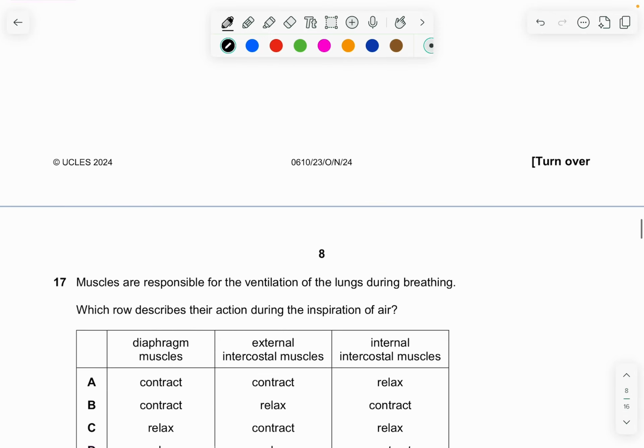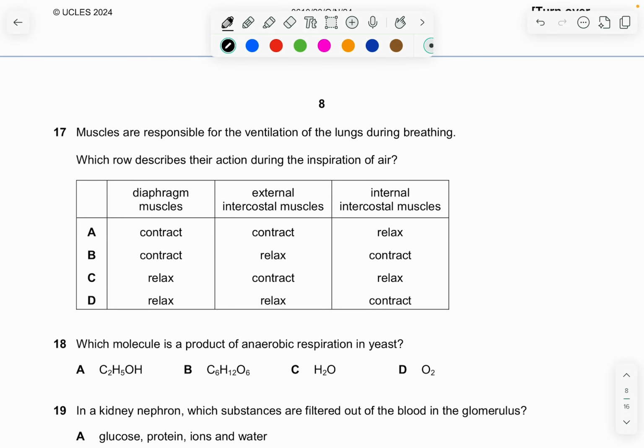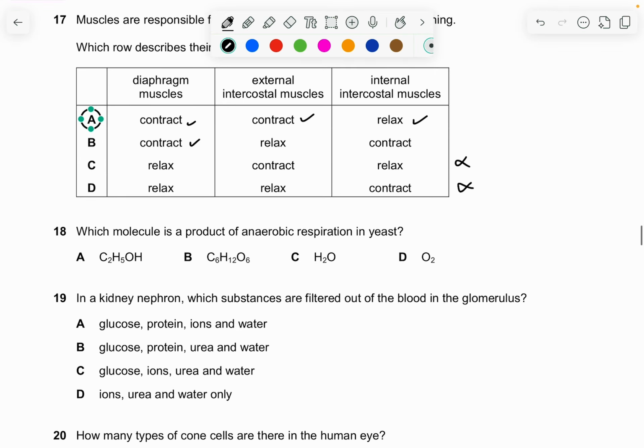Alright. Question 17. Muscles are responsible for the ventilation of the lungs during breathing. Which row describes the action of the inspiration of air? Alright, so the diaphragm muscles definitely contract. So C and D are wrong. External intercostal muscles will contract. Internal intercostal muscles will relax. So the answer is A. So remember that for both of these muscles, one will contract, one will relax. It has to go this way.